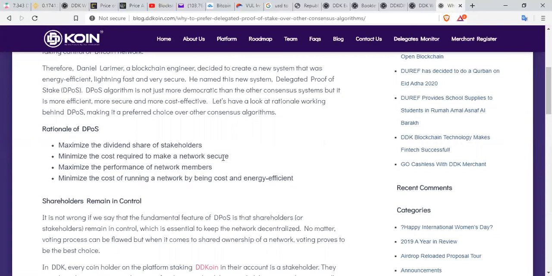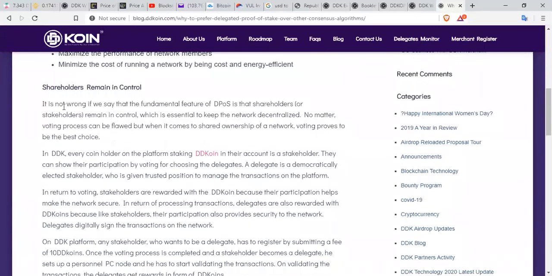Dito, boboto ka lang, pili ka ng delegated or trusted delegate, and after your fourth vote, you get your 10%. That's easy. So we call it a passive way of income while we are not yet familiar with trading our cryptocurrency. So maximize the performance of network members. Konti ng downtime ng DDK blockchain. It's a very, very good technology. Minimize the cost of running the network by being cost and energy efficient as mentioned earlier. So shareholders remain in control just like any other successful cryptocurrency and blockchain technology.